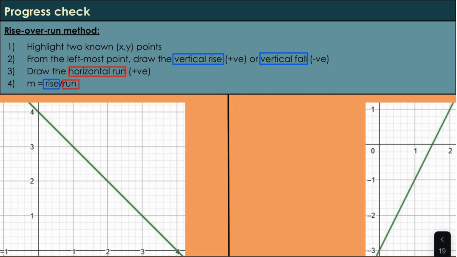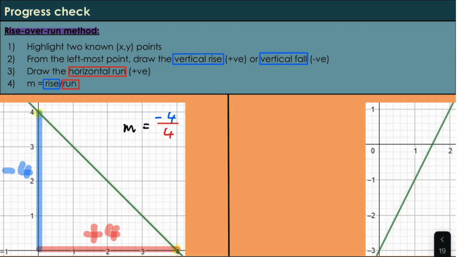Our last progress check question, in this case, it is a vertical fall down. We went down 4 blocks, -4. From there, we go across. We do our run. How many blocks did we go across? +4. Now we use our rise over run formula. Our rise was a -4, and our run across was +4. Our slope value is -1.